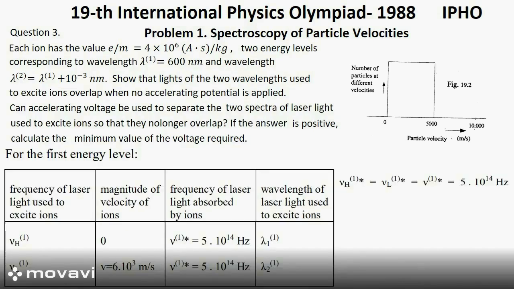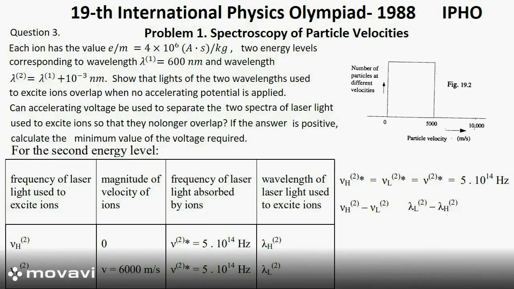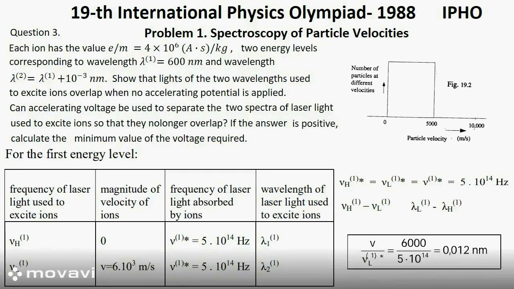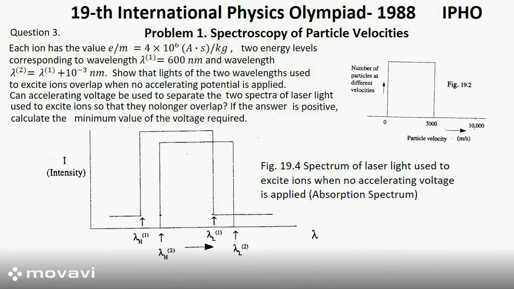For the first energy level we have the next table. The difference in frequencies of laser light used to excite ions is nu H1 minus nu L1. The difference of wavelengths of laser light used to excite ions is lambda L1 minus lambda H1. This gives v over nu L1 star equals 0.012. Hence the spectra of laser light, the absorption spectrum, used to excite an ion at two energy levels overlap, as shown in figure 19.4.